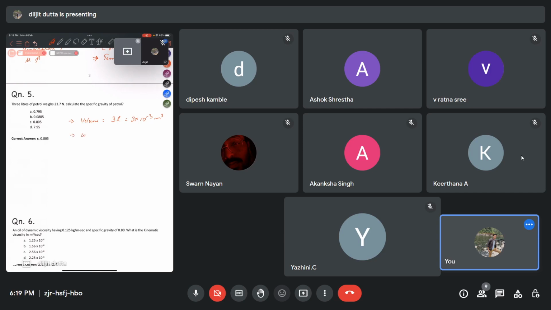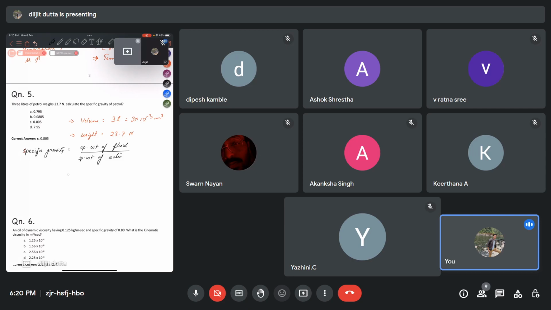And what is the weight? Weight equals 23.7 Newton. So now, what is the specific gravity? The specific gravity is given as the specific weight of the fluid divided by the specific weight of water.